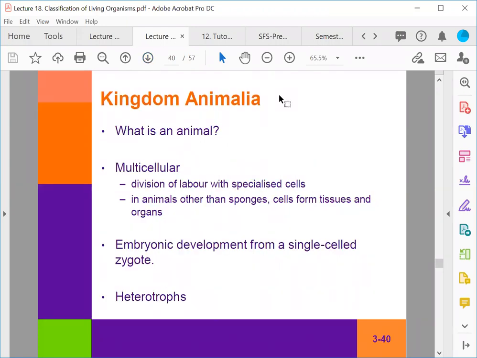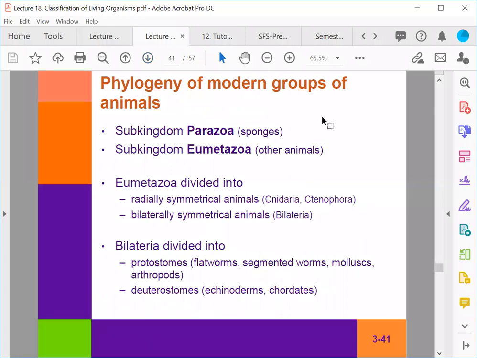And our final kingdom, Kingdom Animalia. So what is an animal? There are actually several different characters associated with animals, but very important, they are all multicellular. There is always a division of labour with specialised cells, and in all animals, apart from the sponges, cells will form tissues and organs. They all undergo embryonic development from a single cell, which is called a zygote. So this is a single fertilised cell, and they are all heterotrophs. So these are just some of the characters that define animals.